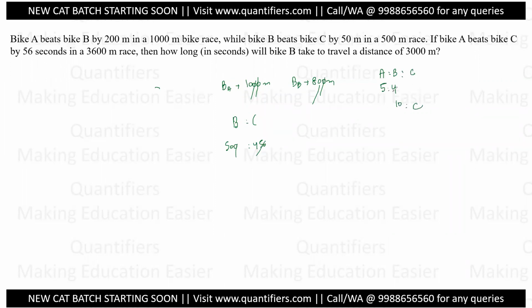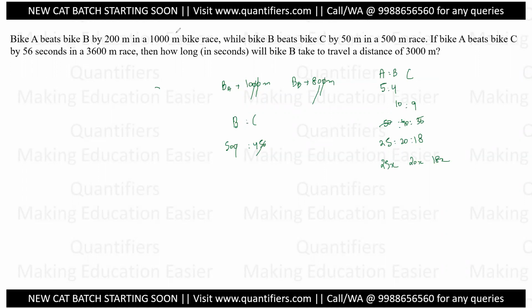So their overall ratio, A, B, C, would be 50, 40, 36. Or, 25, 20, 18. This is their speed ratio. So if the speed of A is 25x, speed of B is 20x, and speed of C is 18x. Once you have got this speed ratio, now your life is very easy.